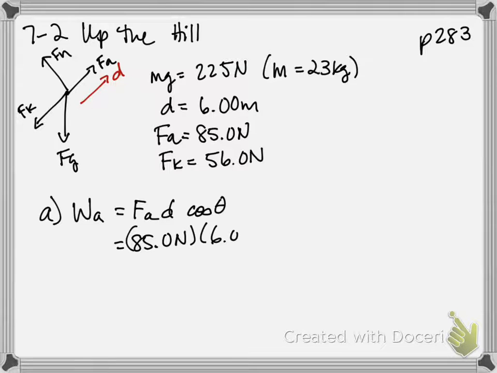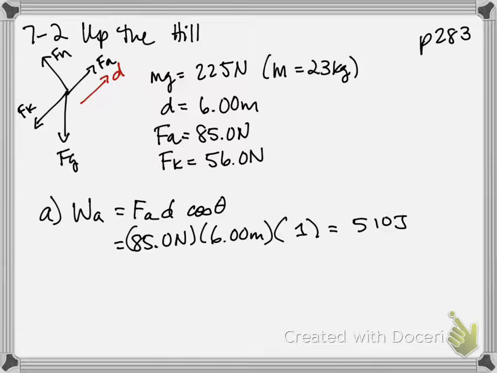It moves 6 meters. Now, what's the angle between the applied force and the displacement? If you look up at our free body diagram, the applied force and the displacement are going in exactly the same direction. That angle is 0, so the cosine is positive 1, by the way. So we get an answer of 510 joules for the applied force.